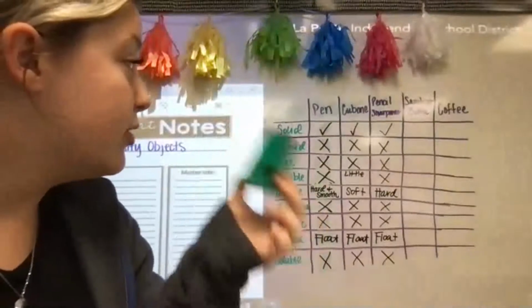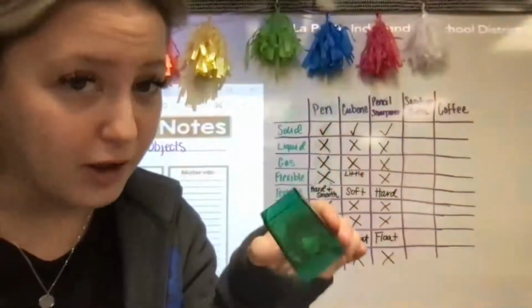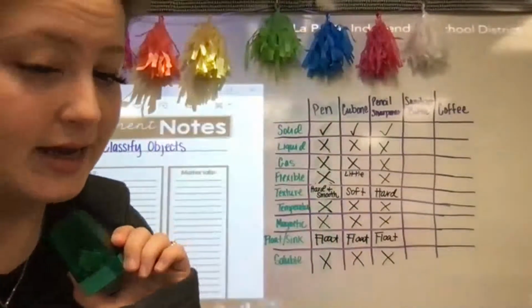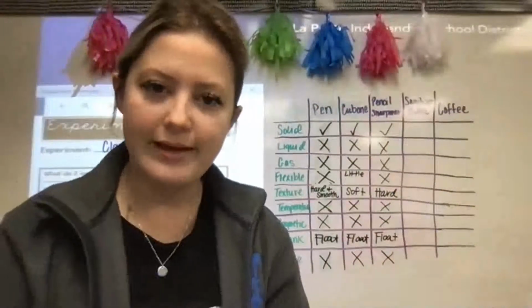So, to recap, the pencil sharpener is a solid. It has a hard texture. It will more than likely float or teeter. It is not a liquid. It is not a gas. It is not flexible. It does not have a temperature. It is not magnetic, and it is not soluble. Good night. We just got a whole lot of knots.